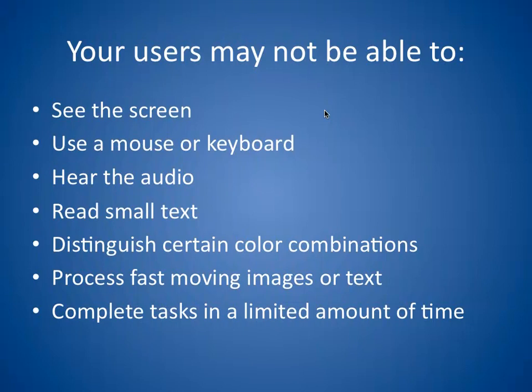So some of the things that your users may not be able to do that you may not normally think about them not being able to do would be to see the screen at all. And it is true, people may visit your site without having any ability to see it whatsoever. They may not be able to use a mouse or a keyboard. They may not hear any audio. They may not be able to read small text. They may not be able to distinguish certain color combinations. They may not be able to process fast-moving images or text. And they also may not be able to complete tasks in a very limited amount of time.